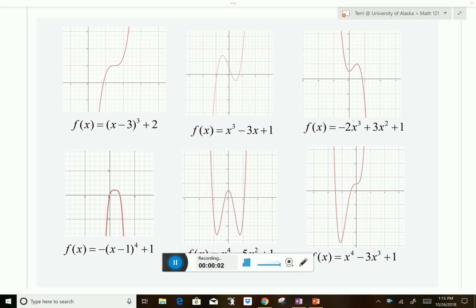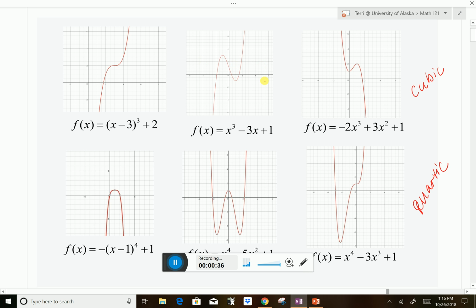So last time we talked about higher order polynomials such as cubic and quartic. So if you look at this, I wanted to show you different things that these do one more time, just to give you an idea. Now notice this one is just a transformation of x cubed, and it's moved to the right 3 units and up 2, just like we did at the beginning of chapter 4.